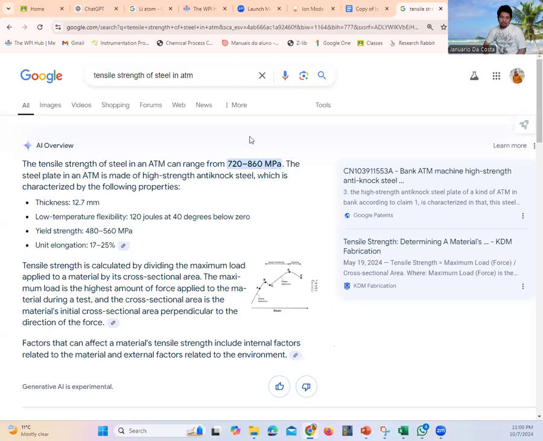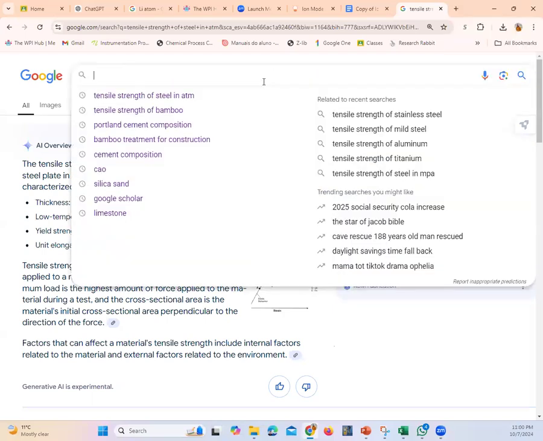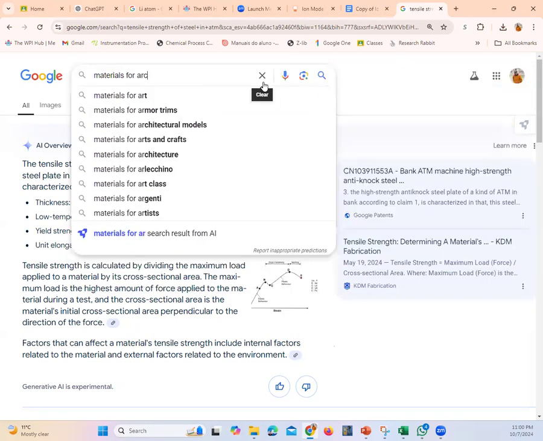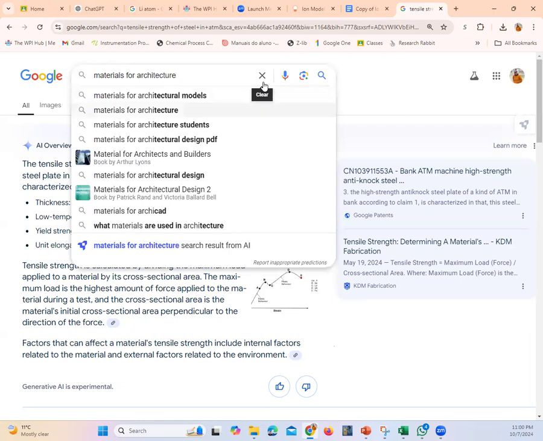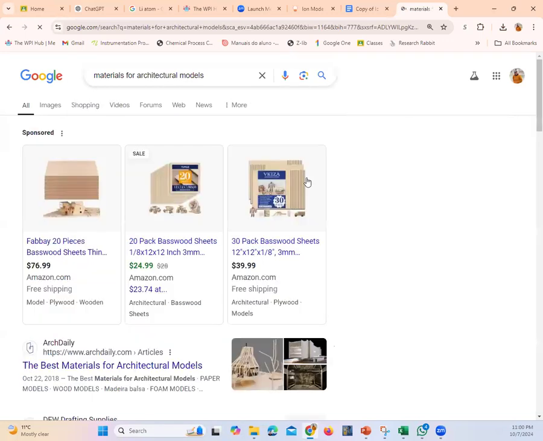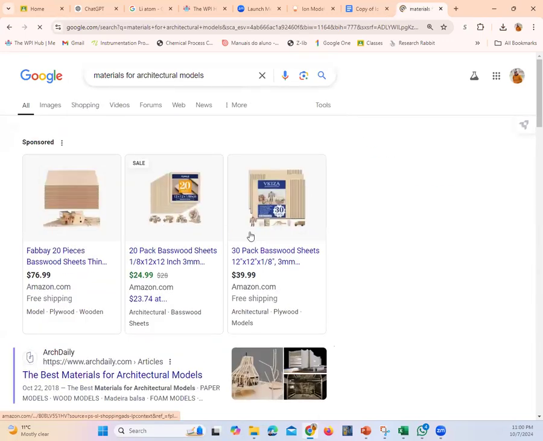Yeah, I think for materials, materials for architecture, models. Okay, so you have basswood sheet.